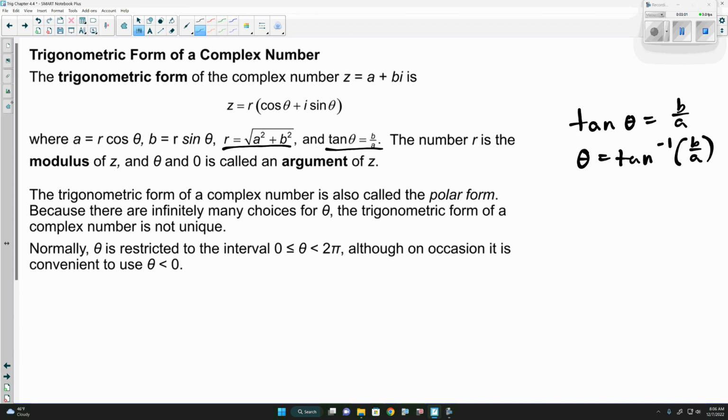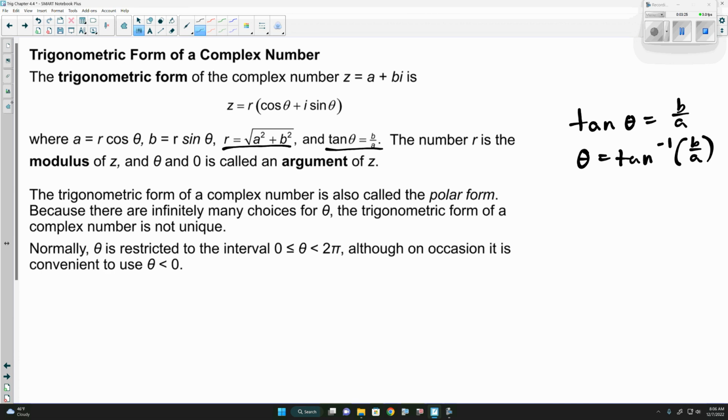Now, it does make sense. a is our cosine and b is our sine. Because when we talk about cosine, cosine is adjacent over the hypotenuse. Adjacent side, when we think of our coordinates, adjacent would be our x-axis. Opposite would be our y-axis, so it kind of works out. Any questions on this so far?